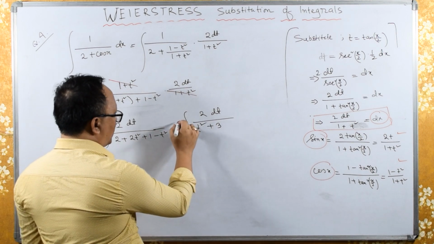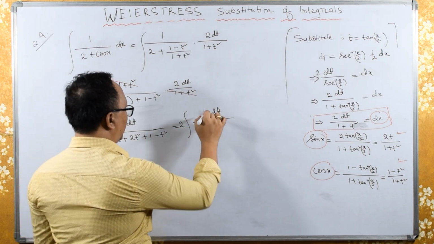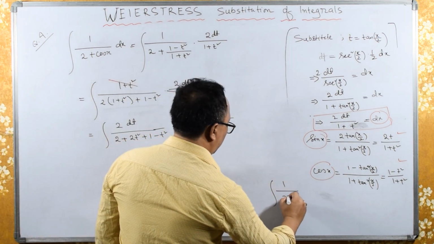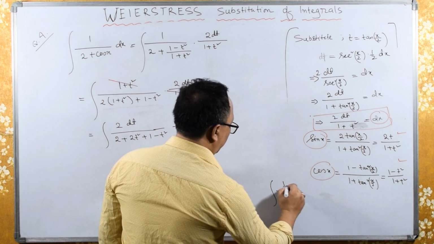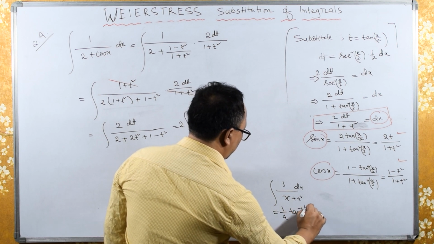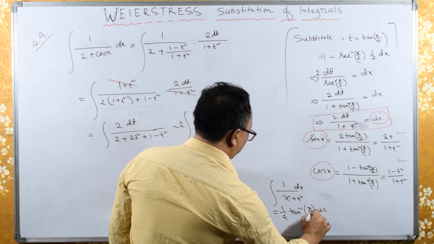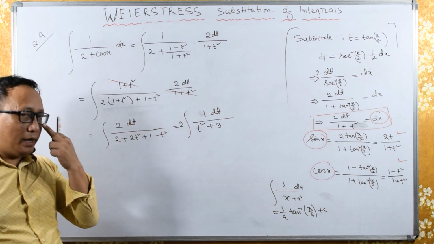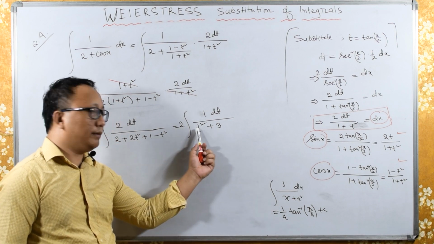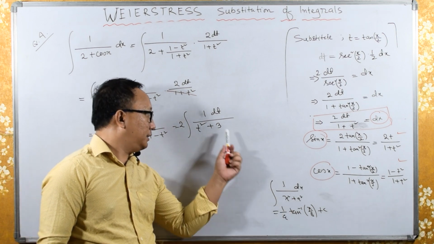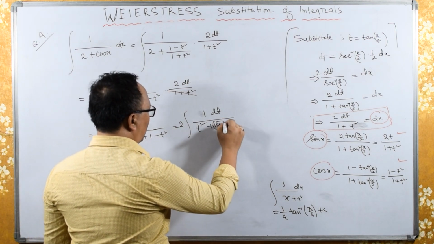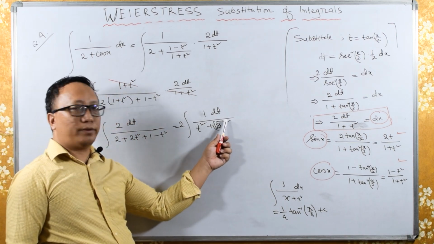Now this 2 I can send outside, and I can write 1 here. I want to apply the formula: integral of 1 upon x square plus a square dx is 1 upon a tan inverse x by a plus c. I want to apply this formula here. We have variable t square in place of x square, but I need to get 3 as a square. 3 is the same as root 3 the whole square, because the square root and square get cancelled.